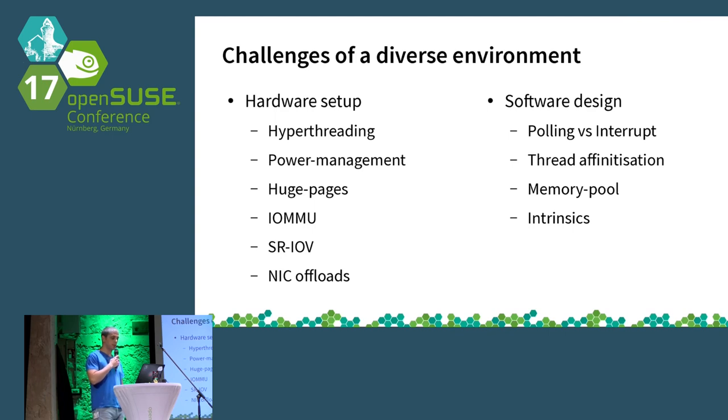And from a software design perspective, there are obviously different choices that we can make. Are we going to poll packets, or are we going to use an interrupt-driven approach? What about threads? Am I going to affinitize threads to specific cores, or leave it up to the OS to schedule threads wherever it's best for the OS? Am I going to use memory allocation techniques like memory pools, memory buffers, memory management infrastructure layers to manage my memory, or am I going to stick with the usual malloc?